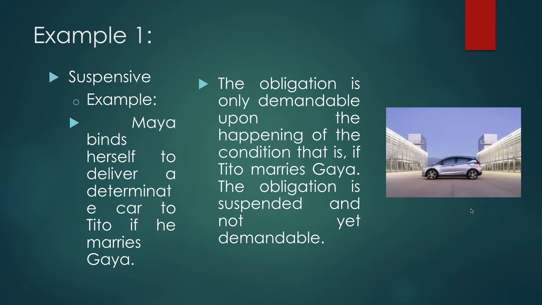So, example of a suspensive condition: Maya binds herself to deliver a determinate car to Tito if he marries Gaia. So, is it possible for Tito to marry Gaia? It could be possible, but it is going to be in the future. So the obligation is only demandable upon the happening of the condition, and that is Tito marrying Gaia. The obligation is suspended and not yet demandable. That's why we call it suspensive, because the obligation is suspended until the condition happens.